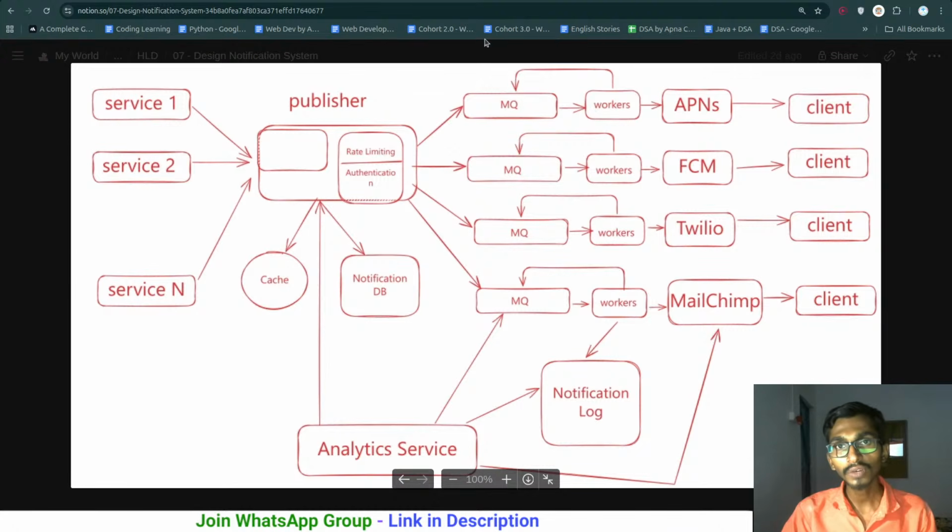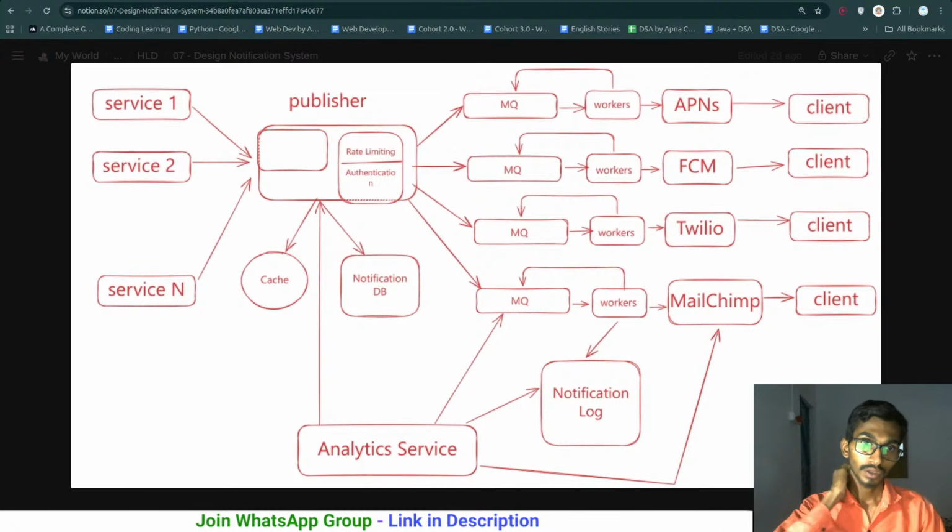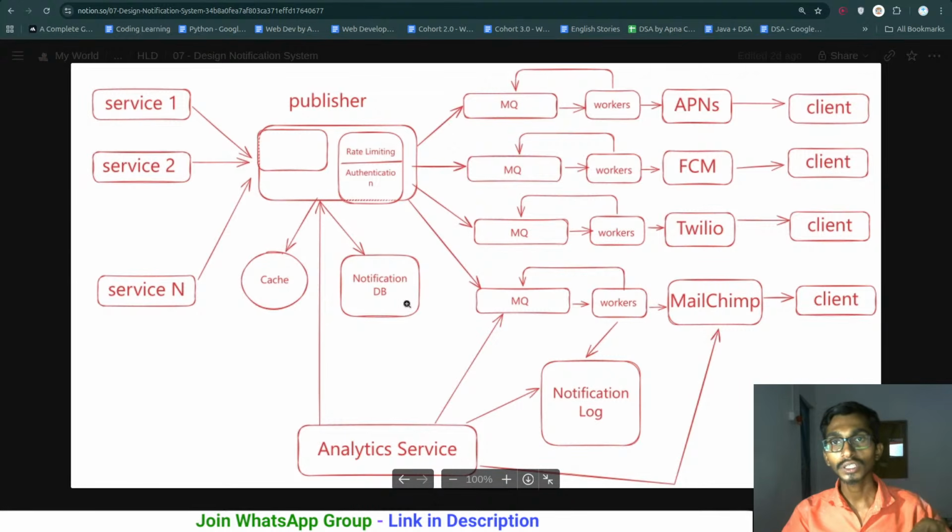So this worker will tell the messaging queue whether the request that it resolved succeeded or not, and at the end of the day, if everything goes right, the request is going to be sent to the client. So this is the overall flow, and there can be some caching related stuff as well on the publisher side. There can be a notification DB, because we have to definitely save some data in the DB as well. These are the notifications that actually got sent, and there can be some caching data as well.